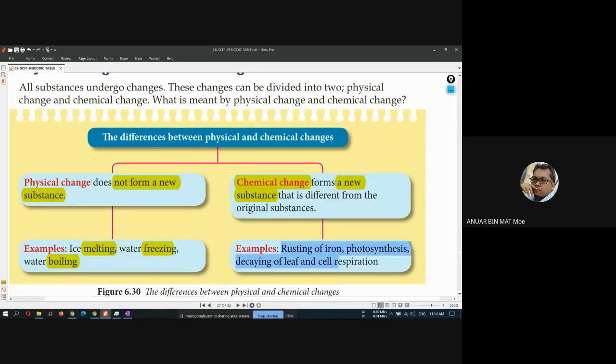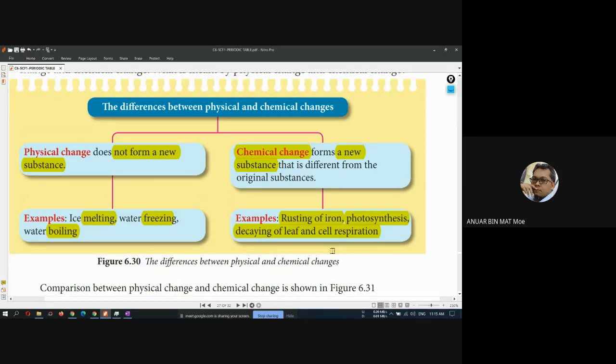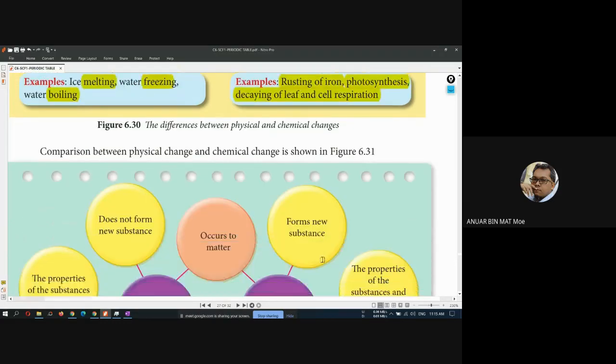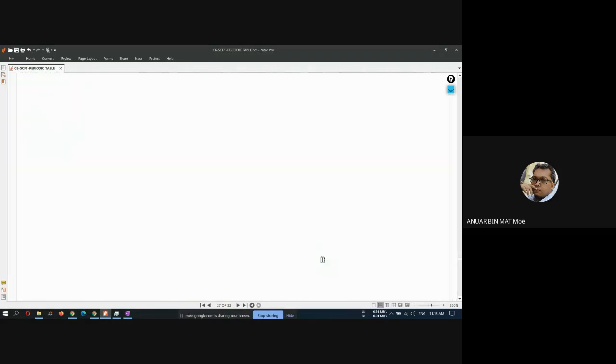Examples: rusting of iron, photosynthesis, decaying of leaf, and cell respiration. We cannot change it back into the original state. This is a chemical change. Once it has changed, it will be like that forever. Is it okay, class? I will try to finish chapter 6 today. Only a small, short topic is left. All right.